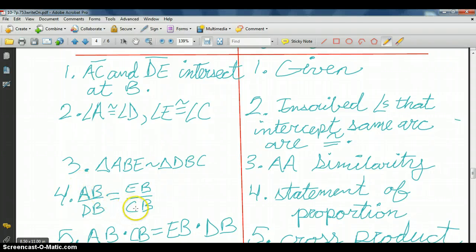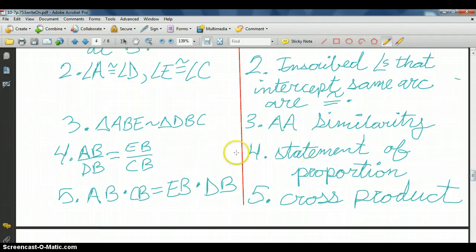So from our statement of proportionality we can cross multiply and get what we're trying to prove. So AB times CB goes here, and DB times EB is here. So that's just the cross product property, proving that the product of the parts of one chord is equal to the product of the parts of the other chord.